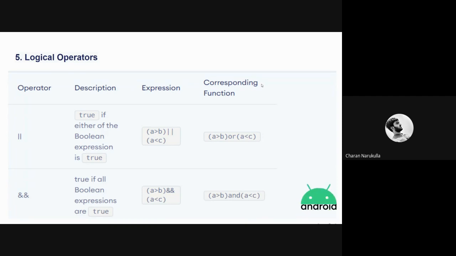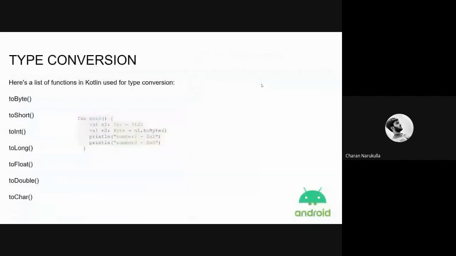Here the first one will get executed if either of the conditions is true, even if one condition is false. For logical AND, we need both of the conditions to be true. This is everything about the logical operators.